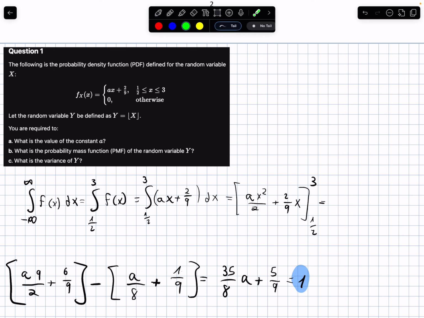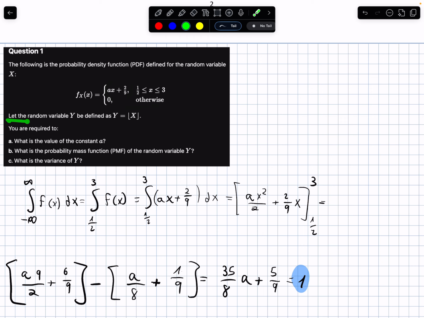Hey guys, so today we're going to solve this question. We have the following probability density function. This is the probability density function defined for the random variable x. So this is f of x, okay? We see it's 0 everywhere, but in this area, which is a linear function, something like this.